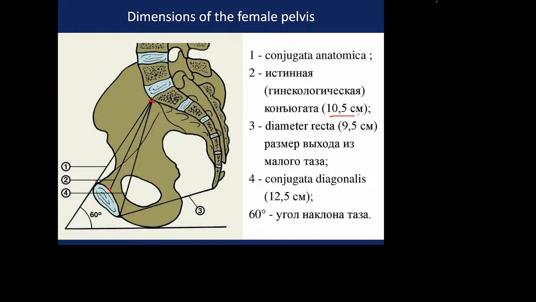Usually this size should be more than 10.5 centimeters. If less, doctors recommend women to have an operation, and they don't allow the birth process to come naturally.